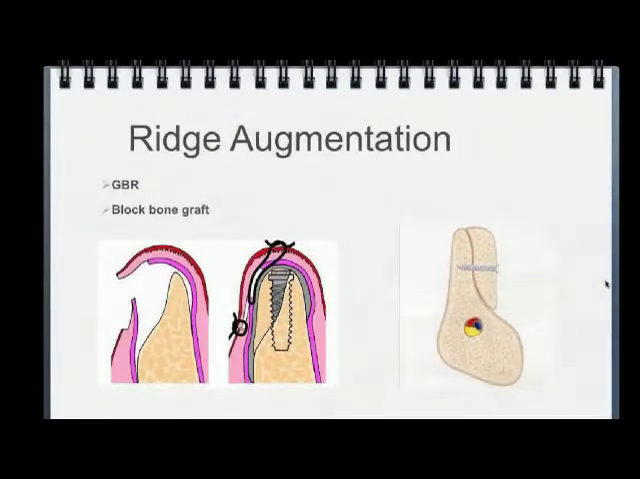There are different techniques for ridge augmentation. If you have a narrow ridge, we could choose one of two procedures to augment it. GBR, guided bone regeneration, or we can choose the block bone graft. Both of these techniques are meant to increase the ridge width. There is one more which we will discuss later. It's the ridge split, which is my favorite.